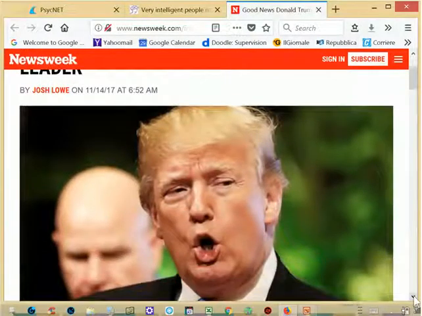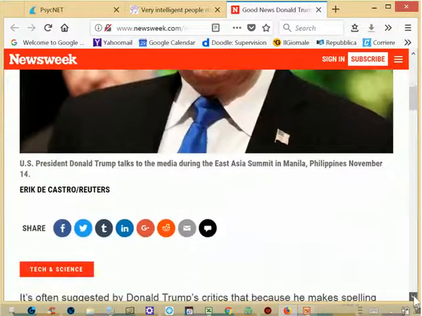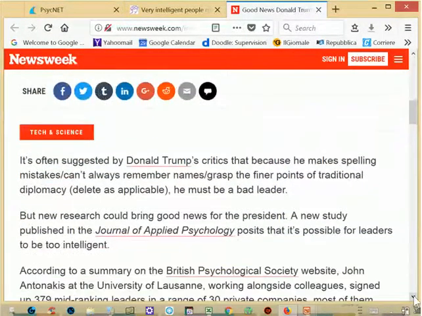Okay, there is a nice picture of Donald Trump, a US president. It is often suggested by Donald Trump's critics that because he makes spelling mistakes, he can't always remember names, grasp the finer points of traditional diplomacy, delete as applicable, he must be a bad leader. But new research could bring good news for the president. A new study published in the Journal of Applied Psychology posits that it's possible for leaders to be too intelligent.